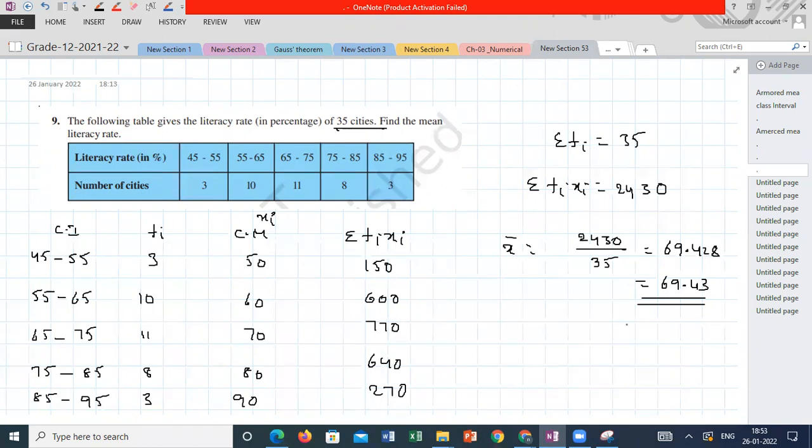In the next class, we will see the mean and mode of grouped data, how to calculate the mean and mode of grouped data. So we'll meet next class.